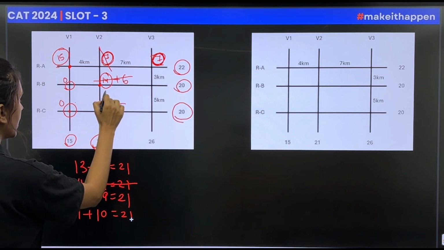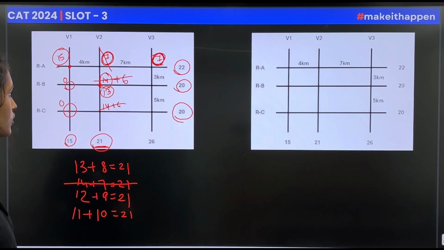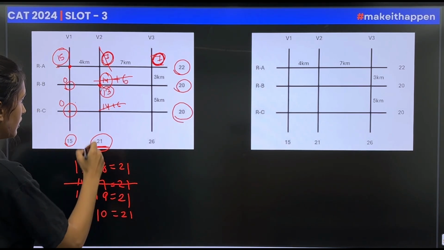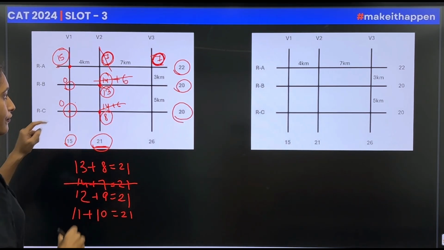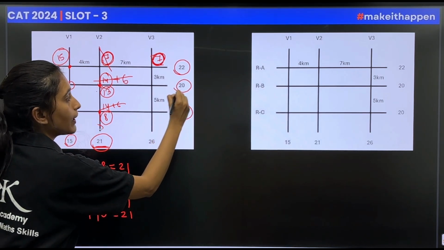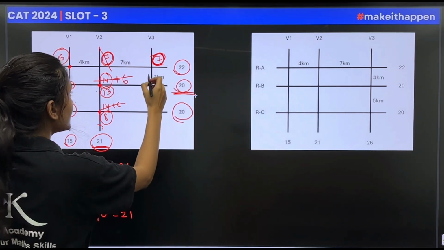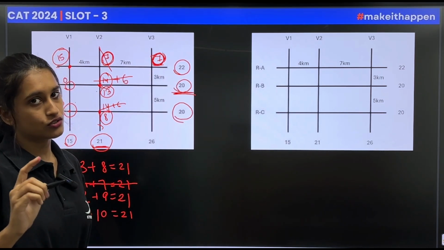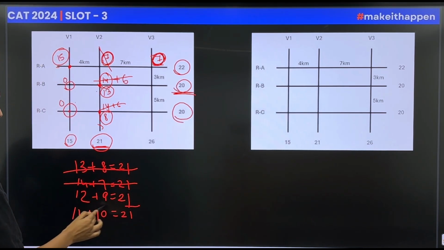Okay, now if I say that my 13 is placed here over this point, so if 13 is placed here, my 8 should come over here. If 13 is placed here and 8 is coming over here, then to make this 20, I have to add 7 in 13. But my 7 is already placed over here. So this case is also gone. Now, let's see for 12 and 9.